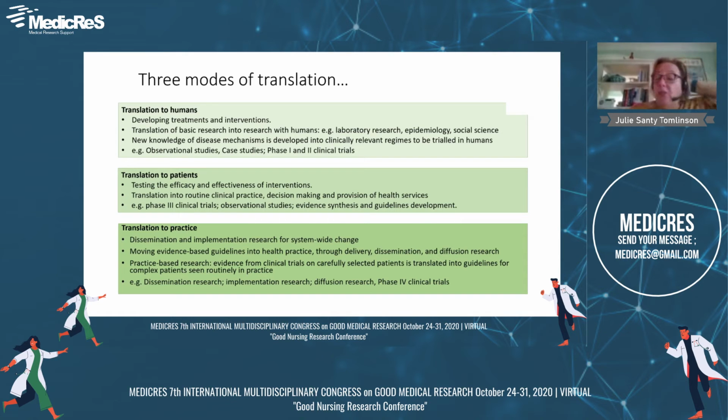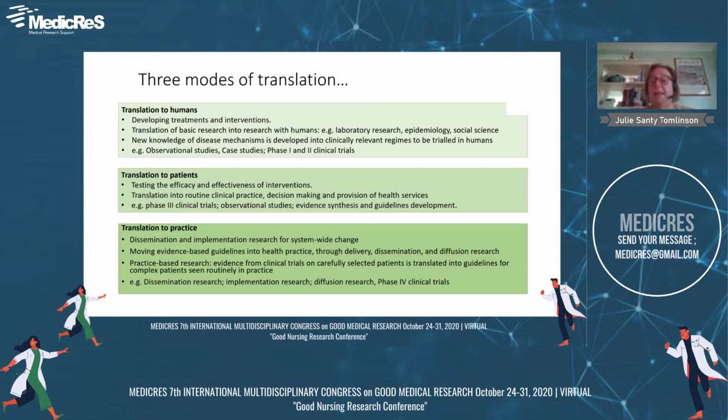Once that's taken place, we move on to the next mode of translation, which is translation to patients. There's probably been some testing in healthy humans, for example, and then we have to start thinking about testing drugs and interventions, and in this case vaccines, on people who are not healthy human beings, but people who are already receiving healthcare. The idea of that phase is to test the efficacy and the effectiveness of interventions in that population.